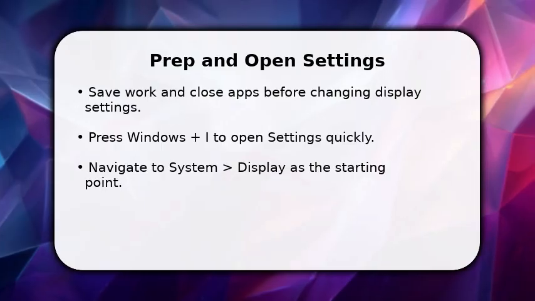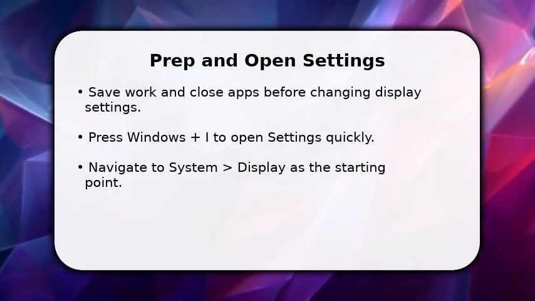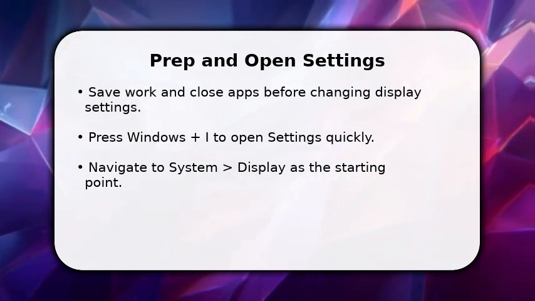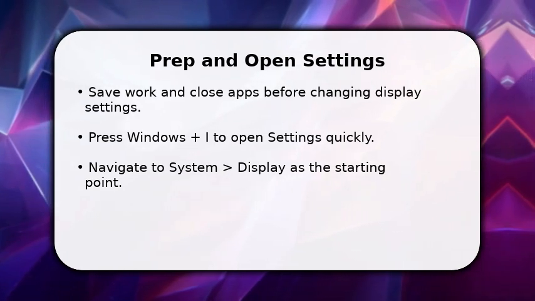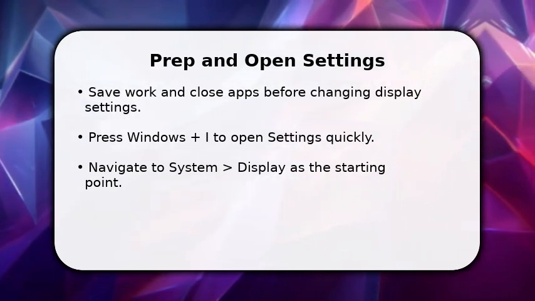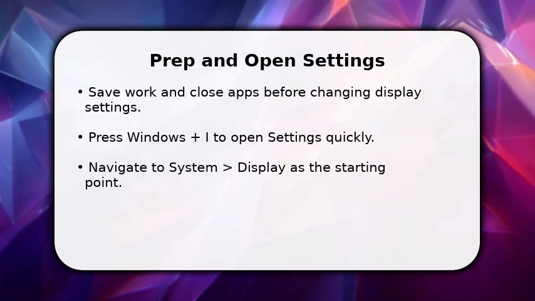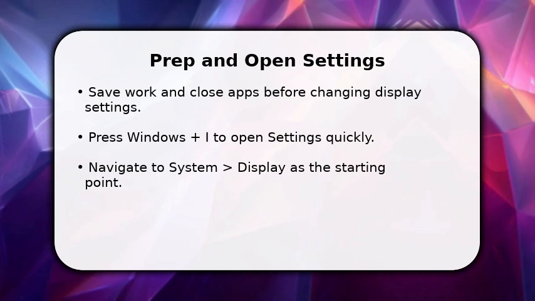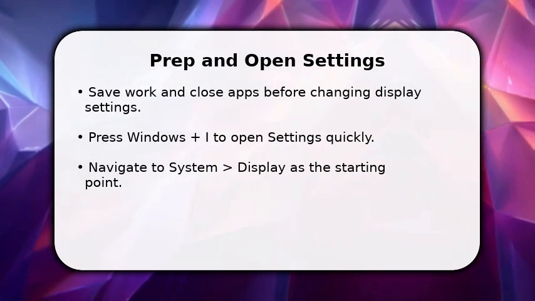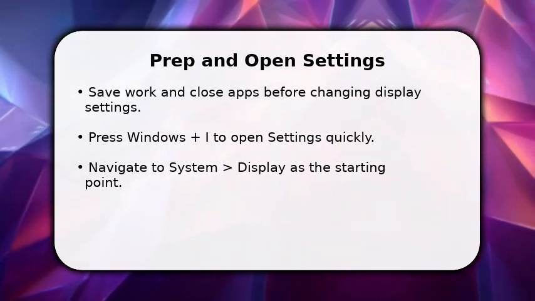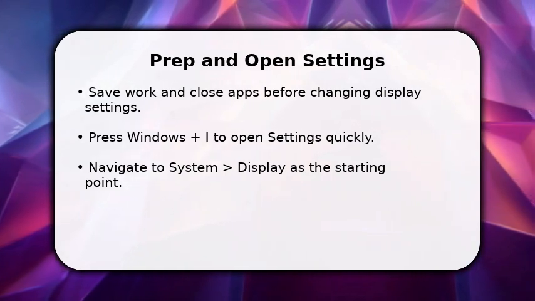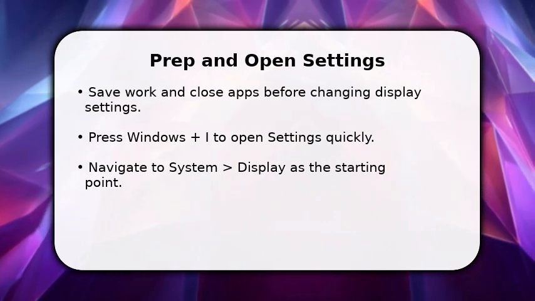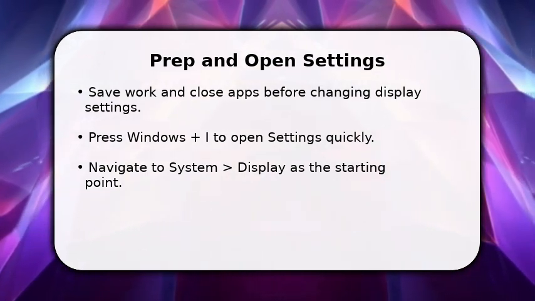You start by saving work and closing apps so changes apply cleanly. Once done, press Windows plus I to open Settings. You navigate to System and then Display because that centralizes brightness, scale, and resolution controls. Make sure to have an external monitor connected if you're adjusting multi-display layouts, since Windows shows only connected screens. This initial step puts all relevant controls in one place and prevents surprises from unsaved work or disconnected displays.